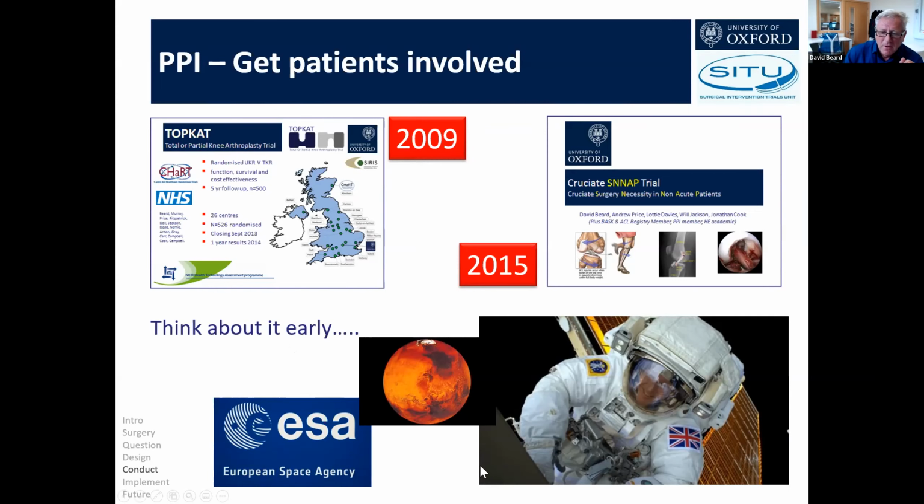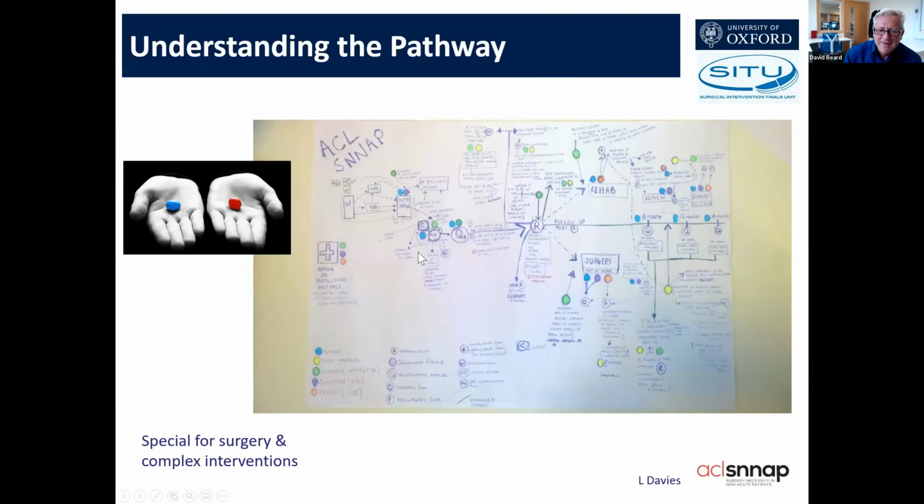They were very cramped in their spaceship, out of interest, on their trip to Mars. They didn't want to be so cramped, and it was all about back pain and stuff. Now, understanding the pathway is also really important.